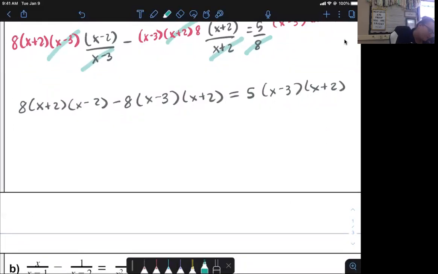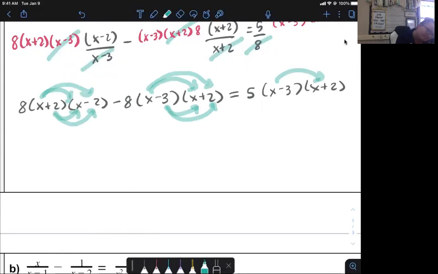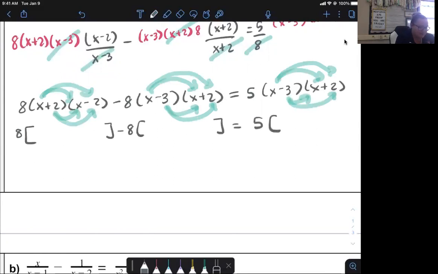So we've got to distribute the x to the x minus 2, the 2 to that. We're going to have to distribute this one and this one as well. And then we're going to have to multiply each of those things by 8, negative 8, and 5. So we're going to have 8 times whatever this is, negative 8 times whatever this is, and then 5 times whatever this is. So x times x is x squared, negative 2x, positive 2x, negative 4.